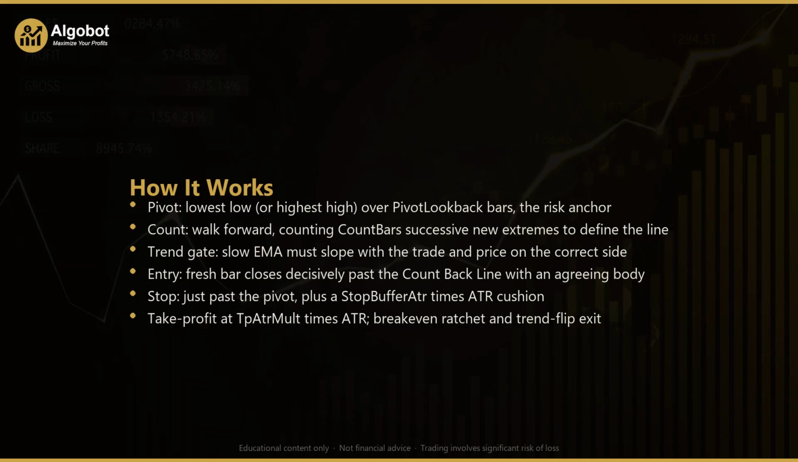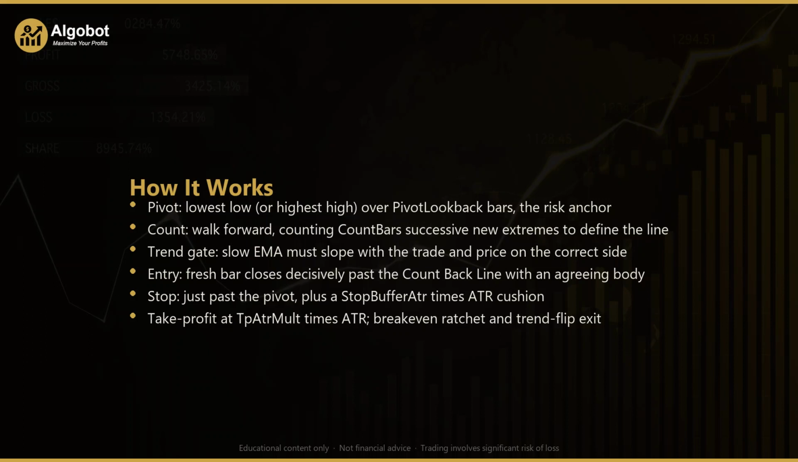The second step is the count. Starting from the pivot bar, the strategy walks forward and looks for bars that each set a new higher high than the previous counted bar. It needs 3 of them by default, the count bars setting. The high of that third higher high bar becomes the count backline. Think of it as the market proving, step by step, that the resumption is genuinely underway.